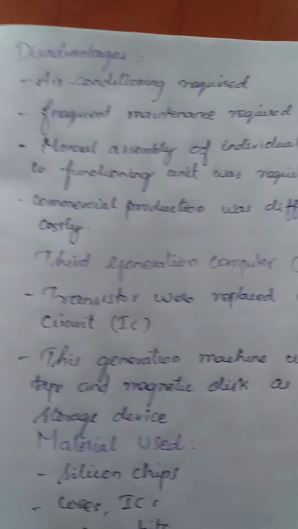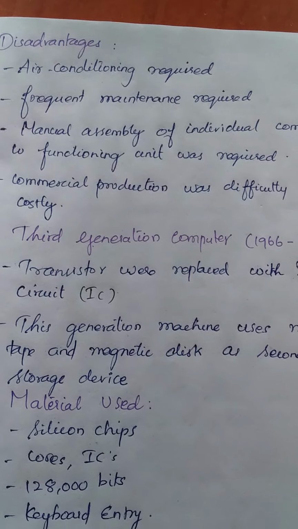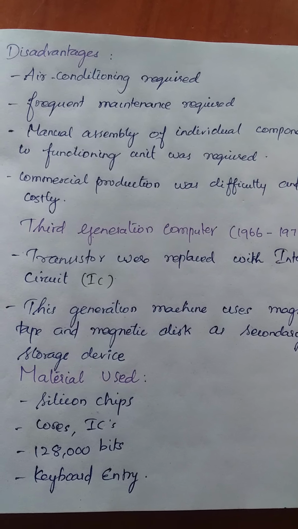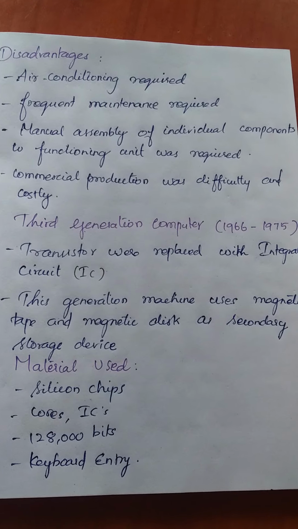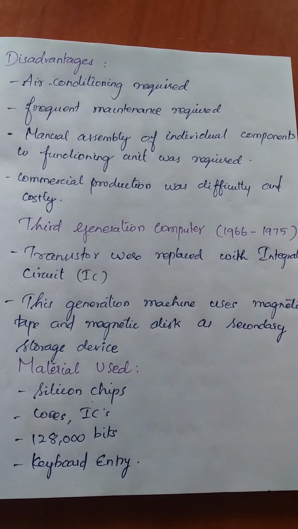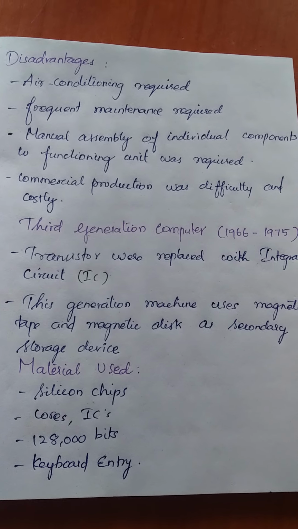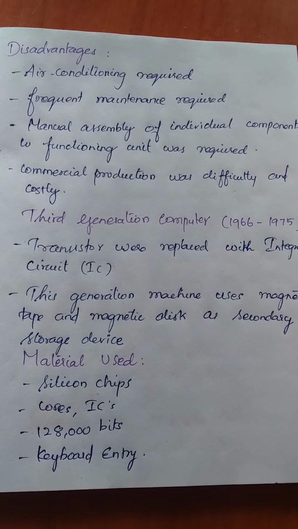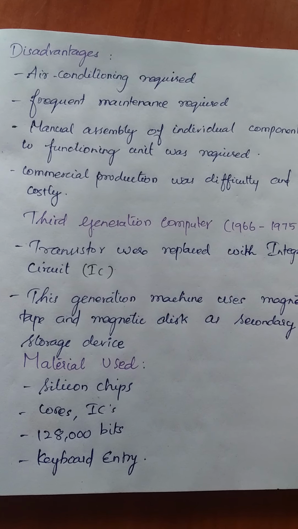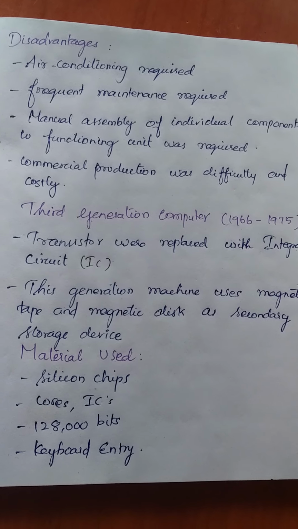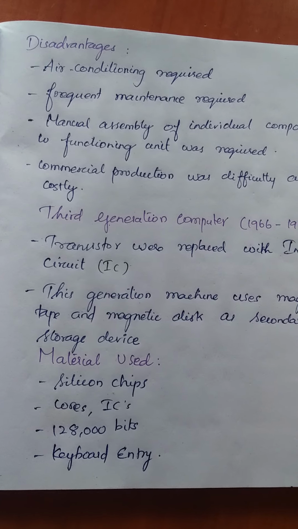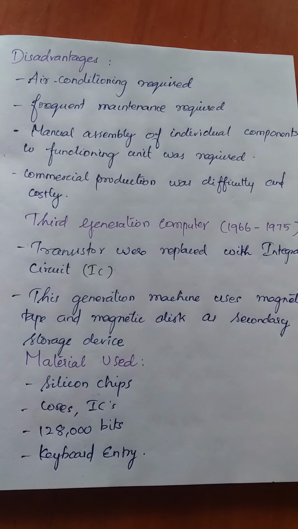The disadvantages of second generation computers are that they require air conditioning, frequent maintenance is required, manual assembly of individual components of the functioning unit was required, and they were expensive. These are some disadvantages of second generation computers.